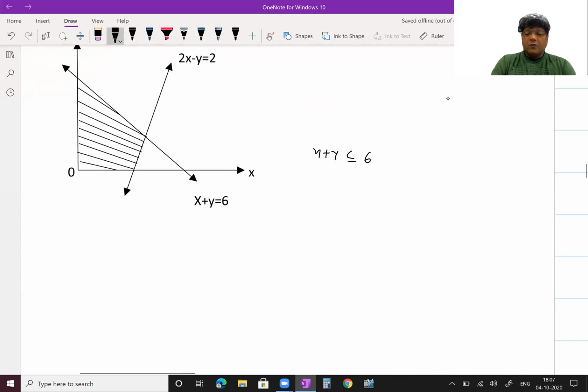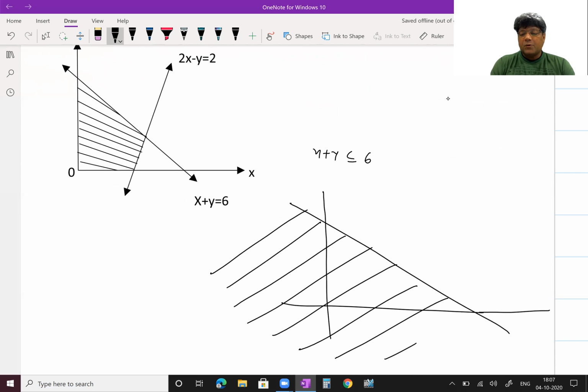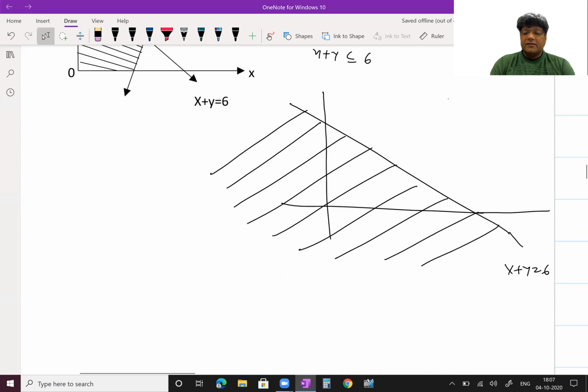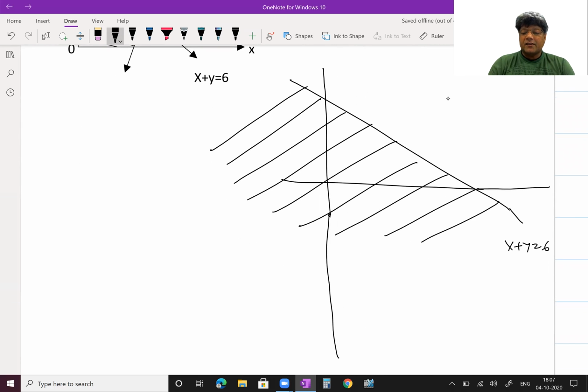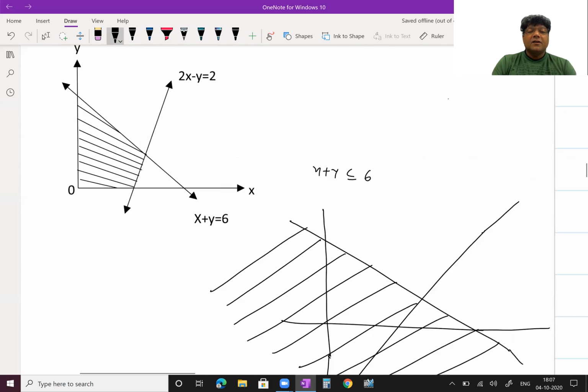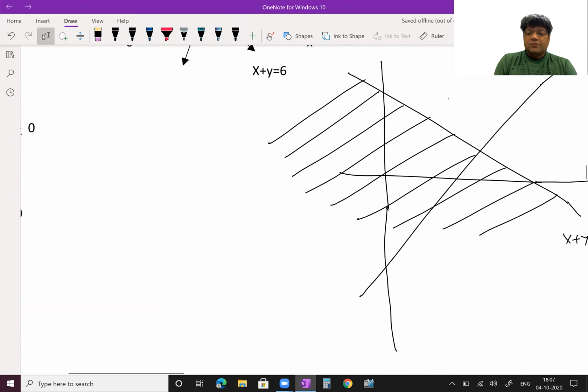So this will be the diagram x plus y is equal to 6. So what will be my solution region? My solution region will be this portion. This portion will be my solution region. And that is for the first line x plus y is equal to 6. Now second line. Second line is going like this way, guys. Second line is going like this. This is the second line. What is that second line? 2x minus y is equal to 2. 2x minus y is equal to 2.